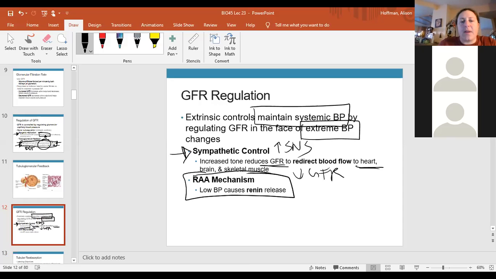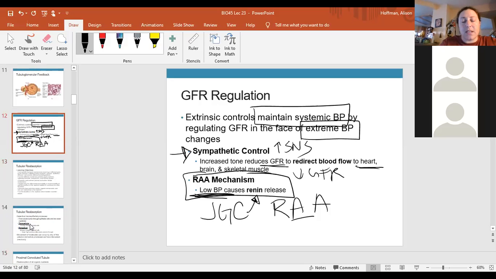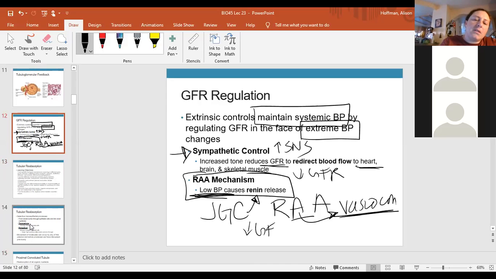The other one is that renin-angiotensin-aldosterone system. So when we have low systemic blood pressure, which also gets detected by that juxtaglomerular complex, we get a release of renin. And the renin, of course, activates, that's the R, right? Activates the angiotensin and the aldosterone. And that's going to result in, see, I really should have put that there. That's going to result in vasoconstriction. Angiotensin does that, right? So we get vasoconstriction, and that will decrease GFR.